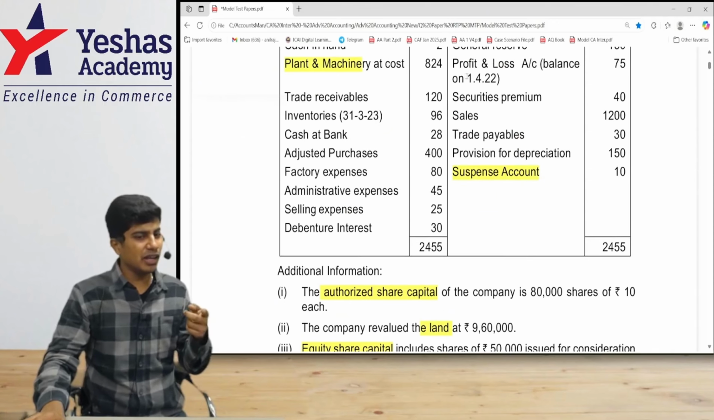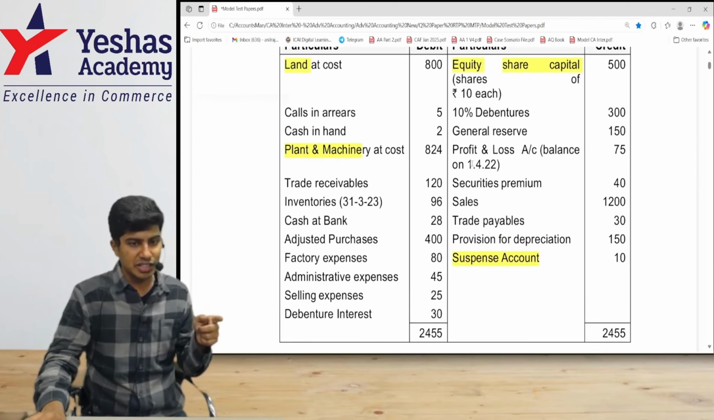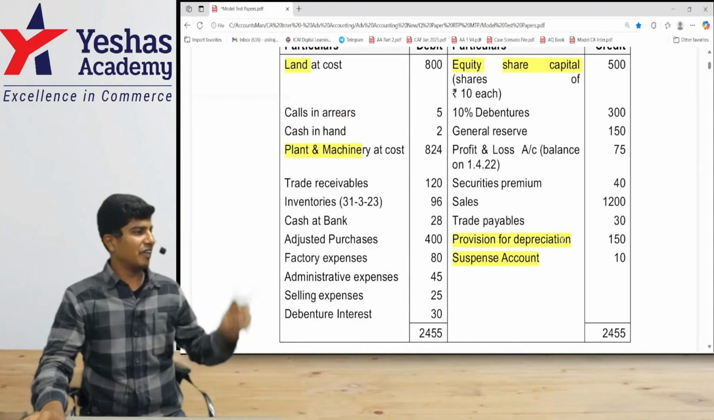Asset should be reduced by 24. How much should I reduce? 24. Accumulated depreciation on this should be there somewhere. Where is it? We have somewhere here provision for depreciation. From this 150, I'll eliminate 20.